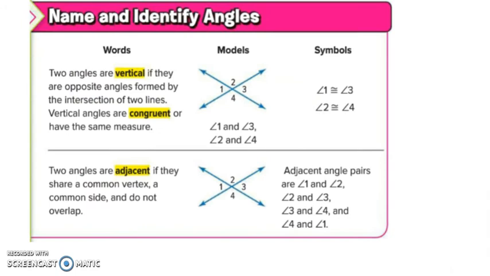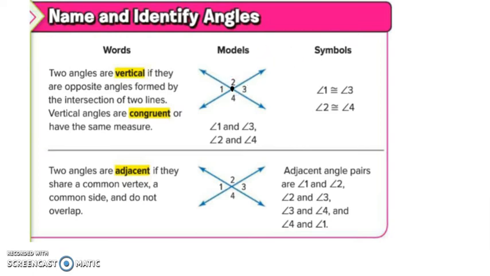Two angles are vertical if they are opposite angles formed at an intersection of 2 lines. Something that you need to look for is the X. Here we have an X with the 2 lines, which means we are going to have vertical angles. In the center is the vertex of all 4 of these angles, which are numbered 1, 2, 3, and 4.